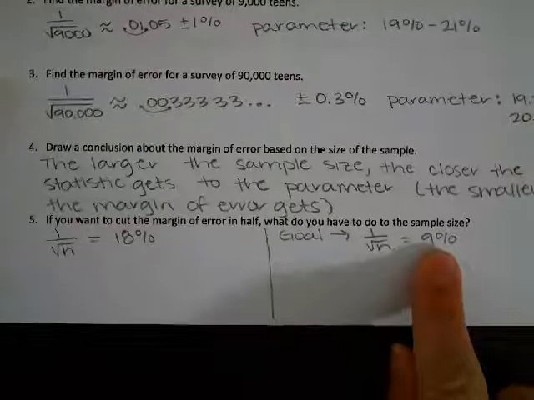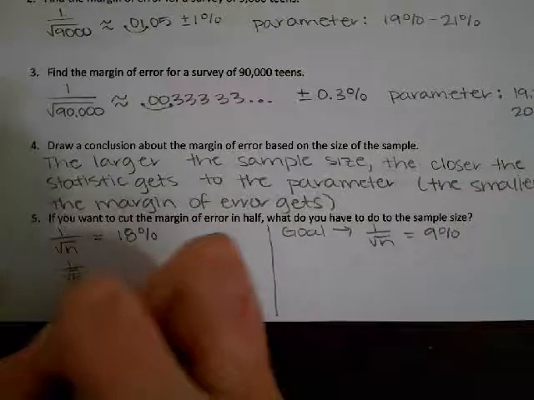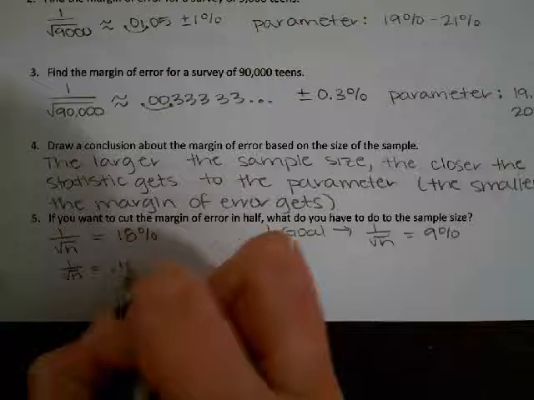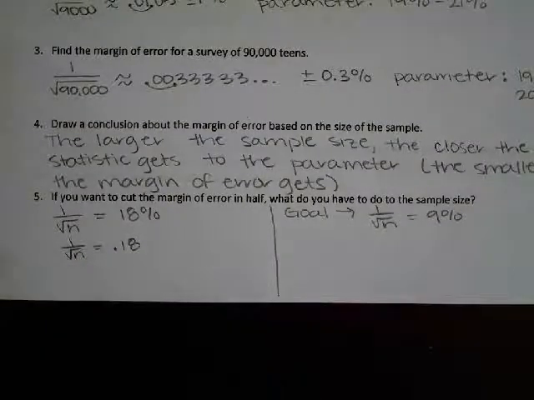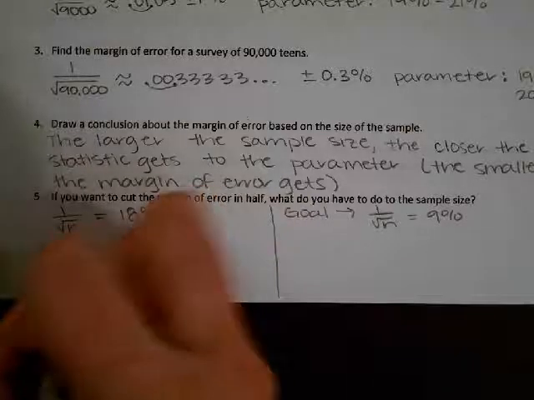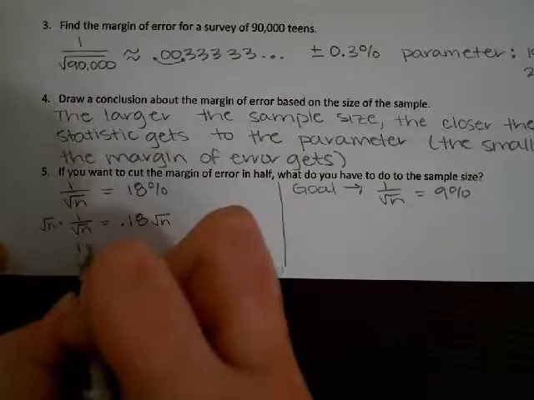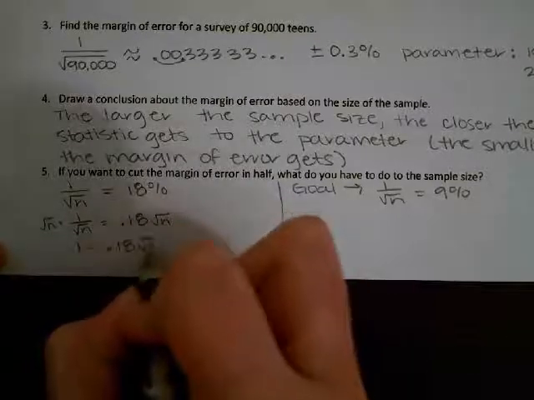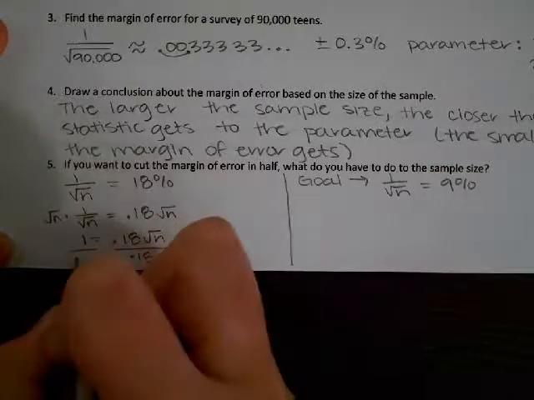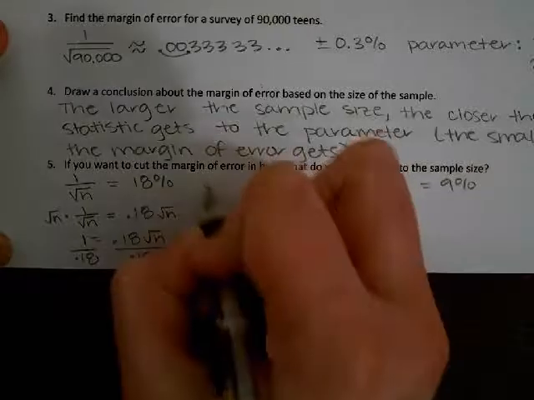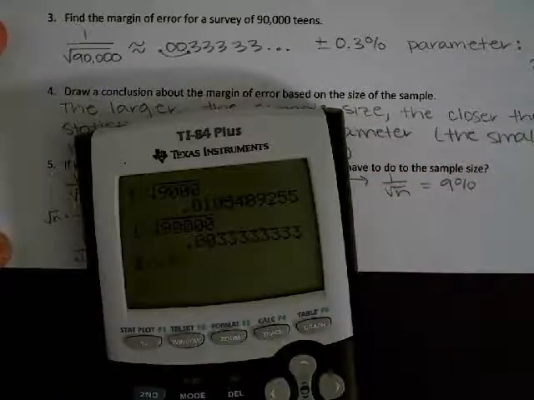So now, the math that I would have done here is I would have gotten 1 over the square root of n equals 0.18. That's what I would have gotten. And so let's go ahead and solve this problem. I'm going to get rid of the fraction here by multiplying by the square root of n on each side. So I get 1 equals 0.18 times the square root of n. And then I'll divide by 0.18, divide by 0.18. So I get square root n equals 1 divided by 0.18, 5.5 repeating.